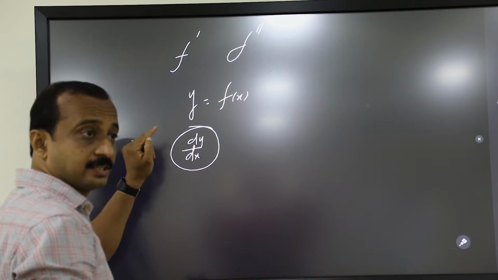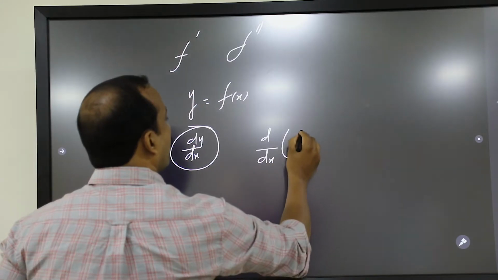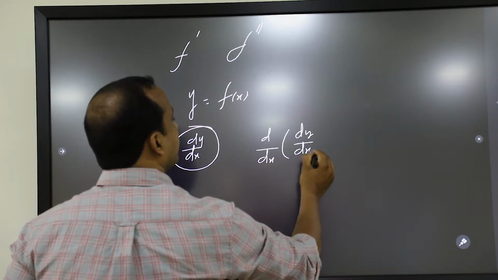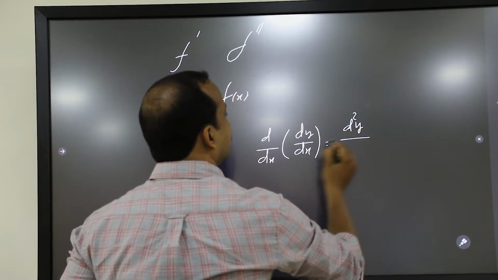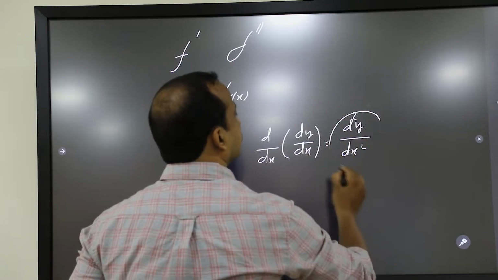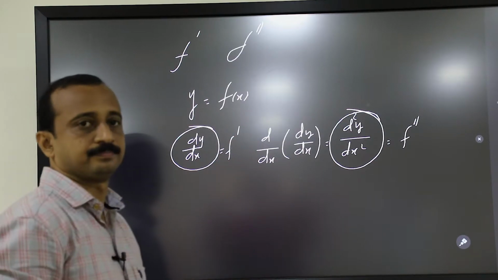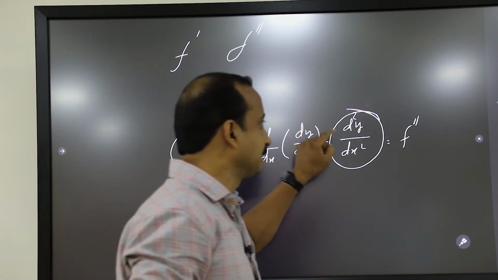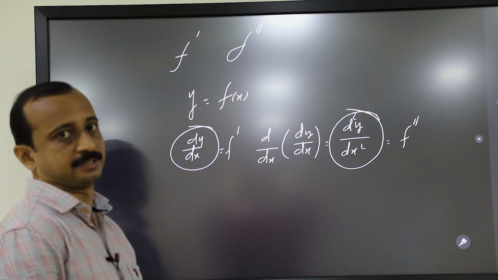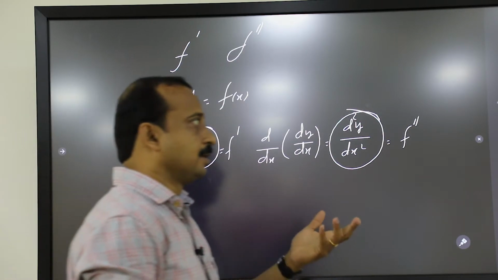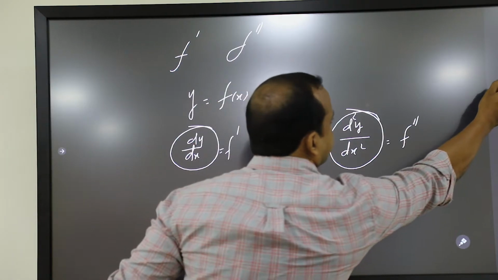Again, we differentiate this function with respect to x, denoted as d by dx of dy by dx, which is equal to d square y divided by dx square. That means this is f double dash, and the first derivative is f dash. That means we denote the second derivative as d square y by dx square and the first derivative as dy by dx. Now discuss some problems based on this section.